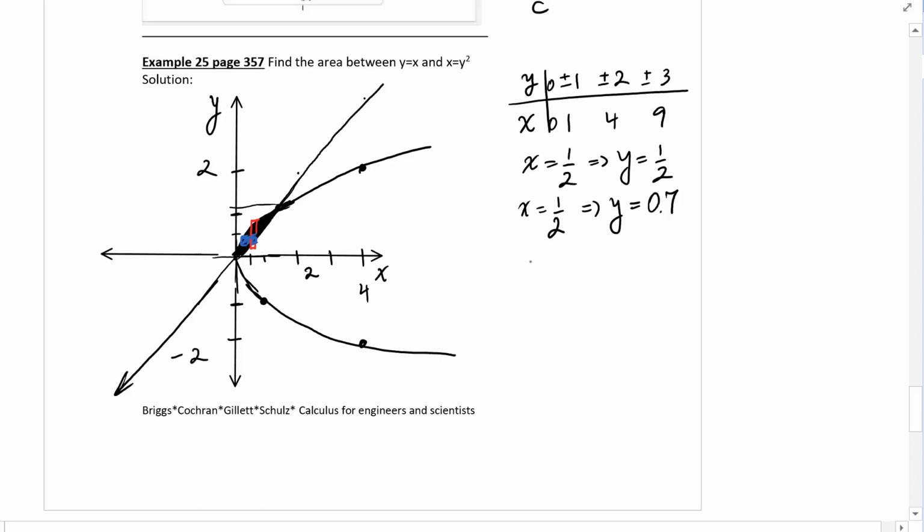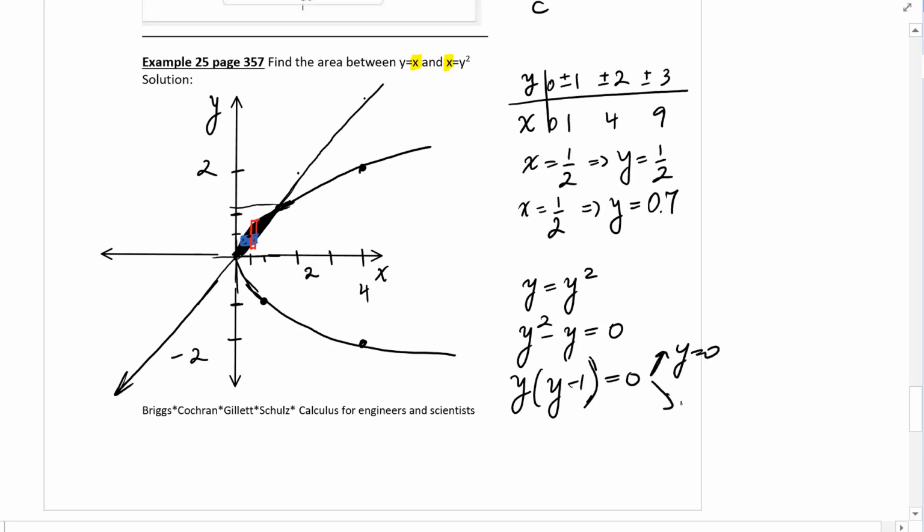So let's do that. If we set y equal to y squared, because it's x equals and x equals, so we are thinking exactly the opposite of what we were doing before. Before we had y equals something, and now we have x equals something. If we move the y to one side and factor it out, we can easily see that we get y equals 0 and y equals 1.